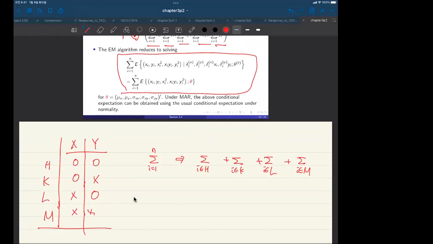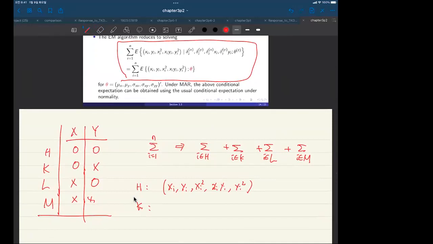In H, we observe everything. So really there's nothing to do. In H, the conditional expectation is just the original data. So the 5 sufficient statistics remain the same. In the K set, we observe X but not Y. That means we can use Xi directly, but for Y, we need to compute the conditional expectation.